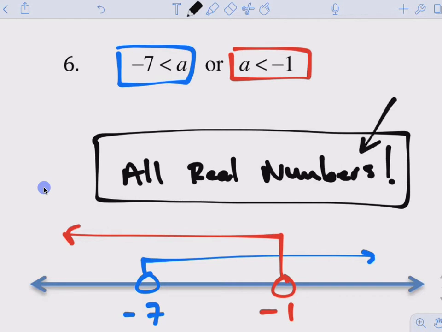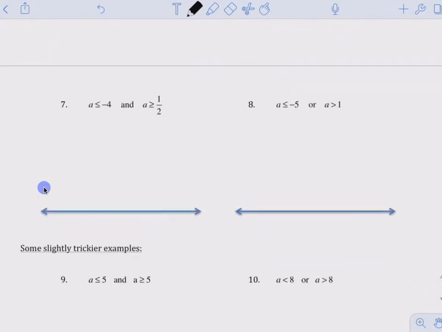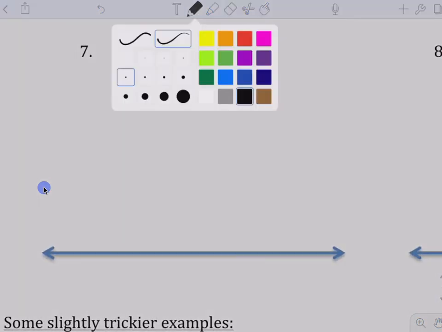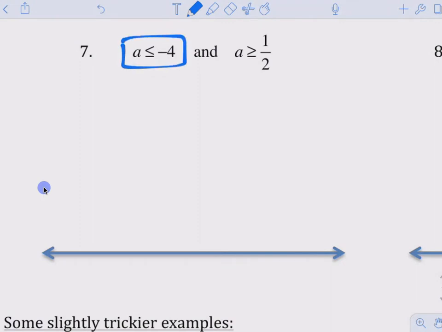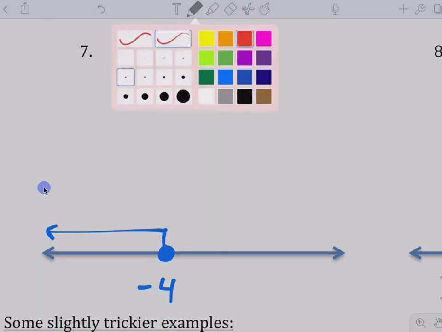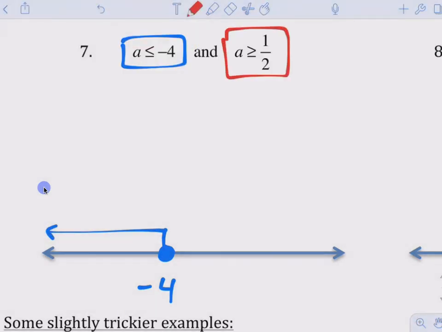Okay, here we go. More examples. Again, first thing I would do, let's graph the individual inequalities. A is less than or equal to -4. And a is greater than or equal to 1/2. So 1/2.